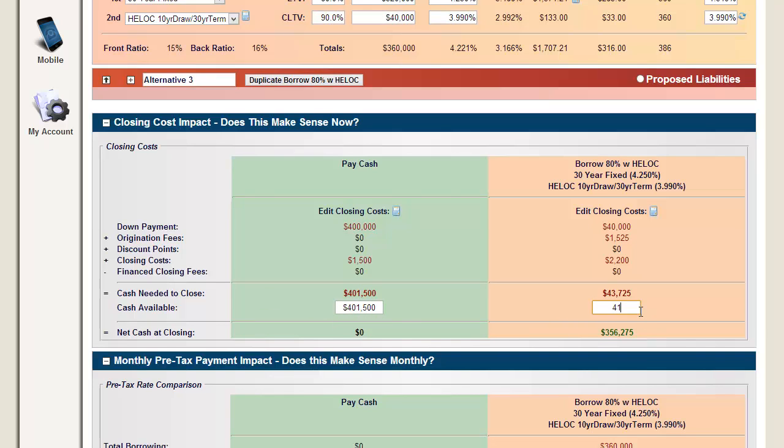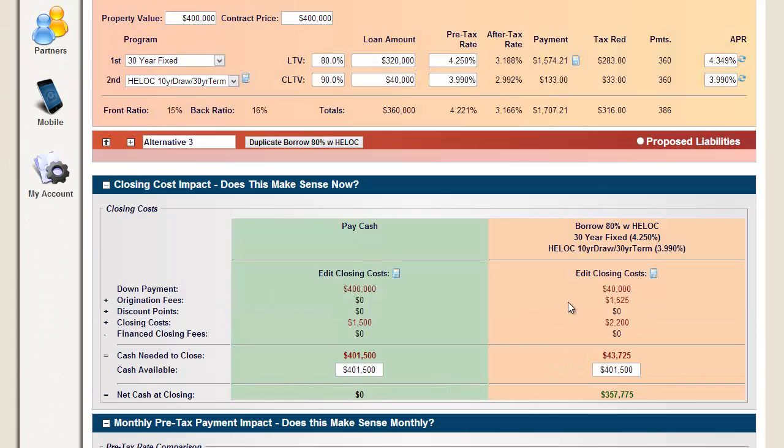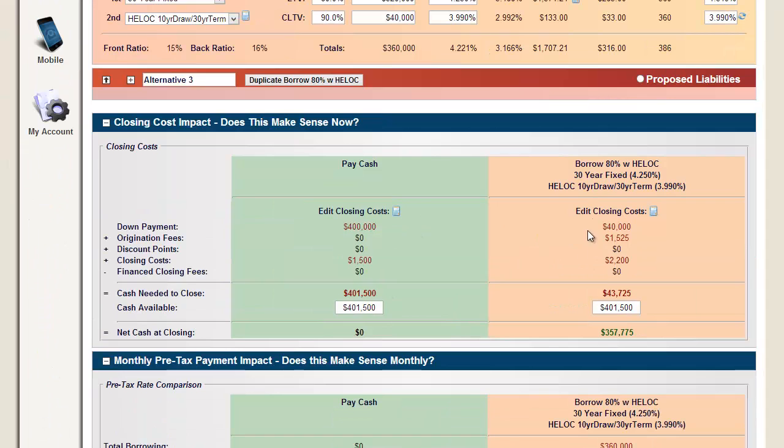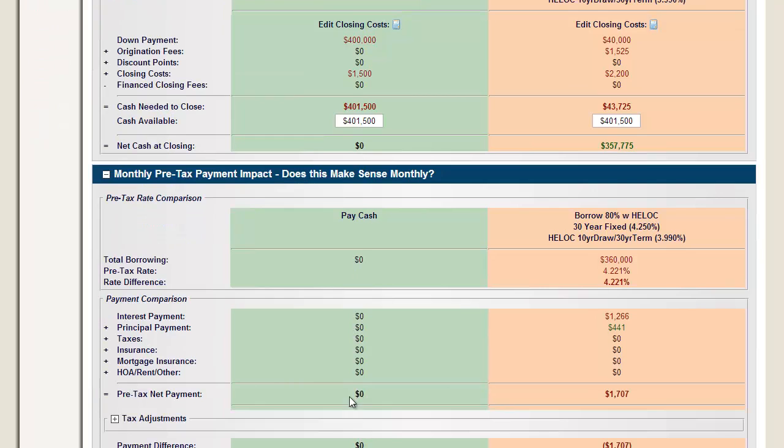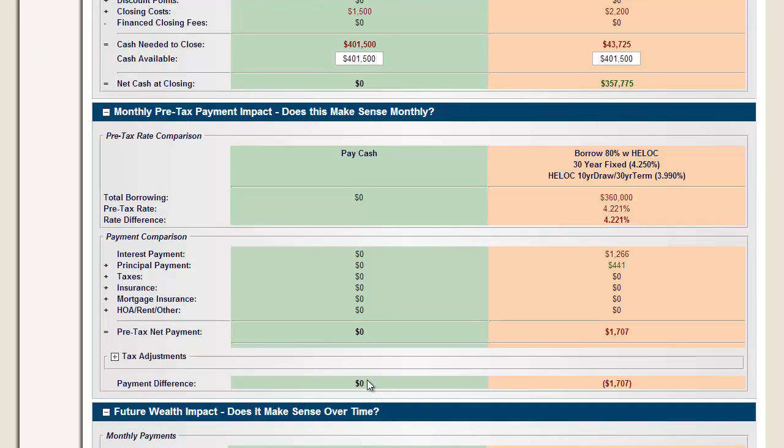And if you have $401,500 for a cash purchase, you would also have $401,500 for a borrowing purchase. So what this is allowing us to do here is by showing the cash available, if I pay cash at $401,500, I'm going to need that out of pocket. I have nothing left over. But I'm going to see that that's going to save me a lot in my payment here. I'm going to have no monthly payment.